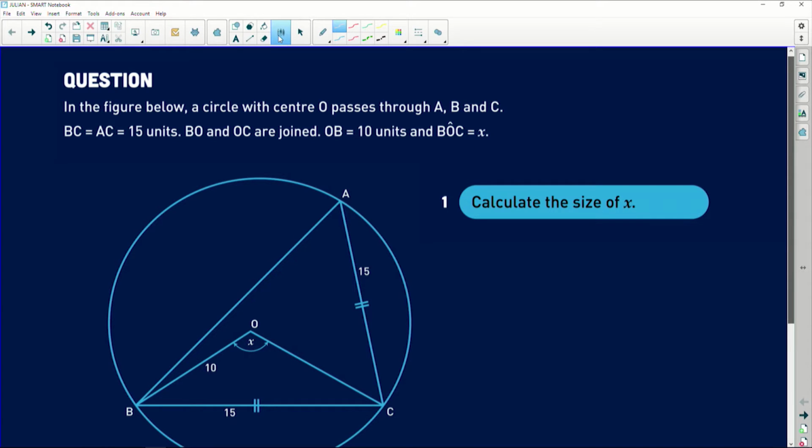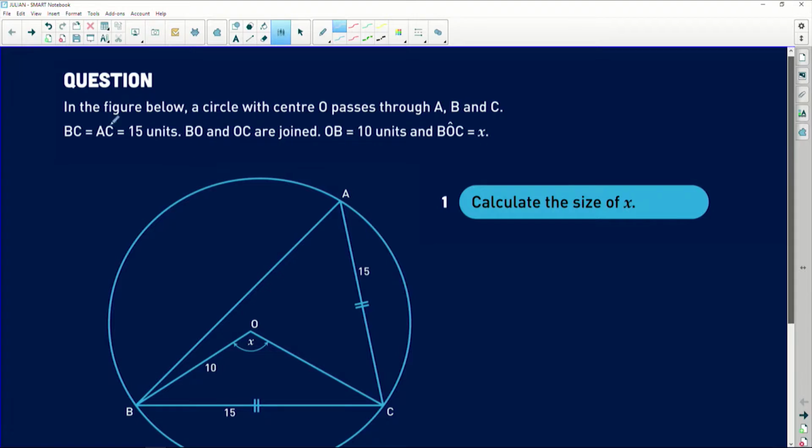Okay guys, so I just want to read through this question once more, highlighting all the important bits, and it's quite useful to do this when you do a test or an exam, especially when it comes to Euclidean or trigonometry. Okay, so let's have a look at the question again.